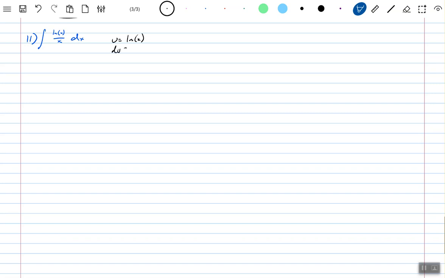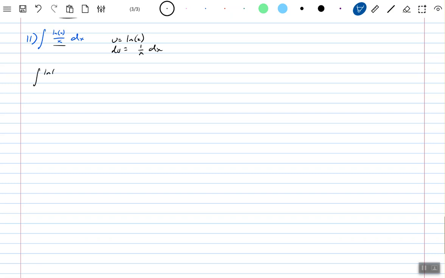Then du is equal to 1 over x dx. Remember, just calculate the derivative of the natural log of x. That's 1 over x. Multiply it by dx. So we get du is equal to 1 over x dx. And what do you know? We already have a 1 over x in there.